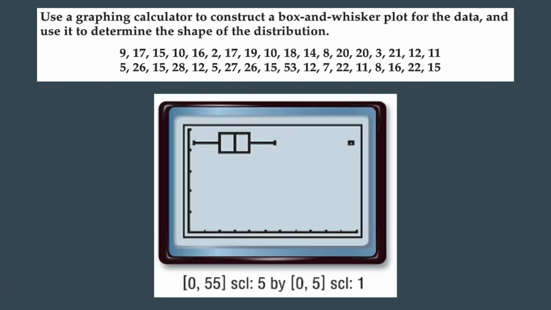They want us to go ahead and use the graphing calculator to construct a box and whisker plot for the data. So once I plotted it, this is actually what I'm going to be getting. And as you can see here, it's going to be a symmetric distribution, because if I'm looking here, even my whiskers are equivalent and my boxes are also equivalent.